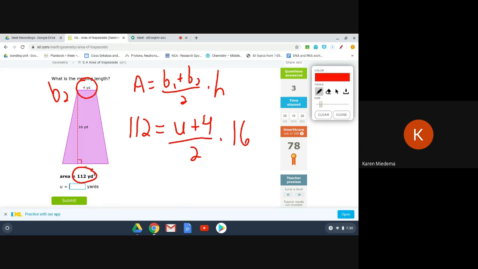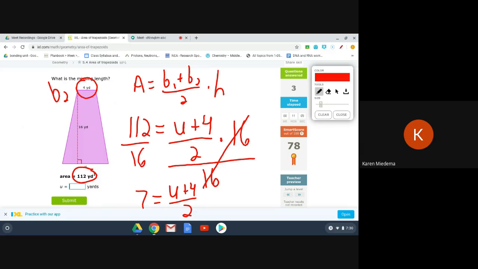The first thing that you want to do to get u by itself is to undo the multiplying by 16. To undo multiply by 16, we divide everything on the right-hand side by 16. Using our calculator, we get 112 divided by 16, which is 7. So I get 7 equals u plus 4 over 2. Now again, this 16 canceled with this 16.